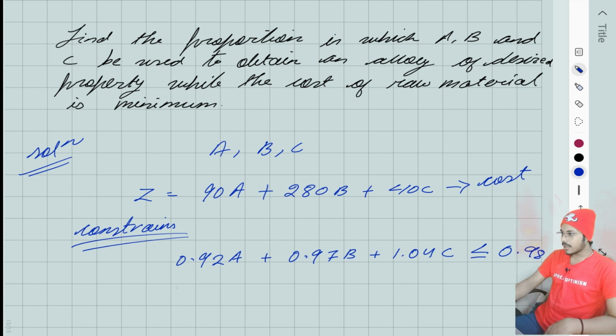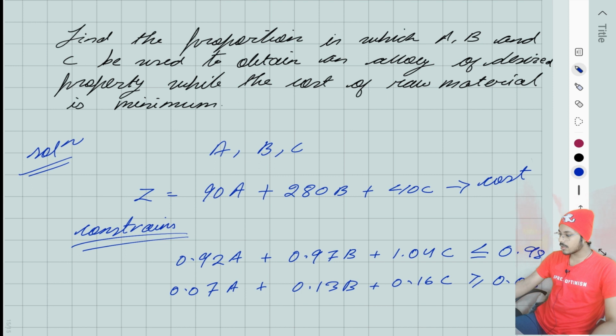For chromium, you have to use, it is written 7%. 7% how much? 7 by 100 into 100 and you get 7%. So how will you write this 7% in numerical value? Do 7 by 100, yes or no? So write here 0.07 A plus 0.13 B plus 0.16 C, that should be greater than or equal to 0.08.